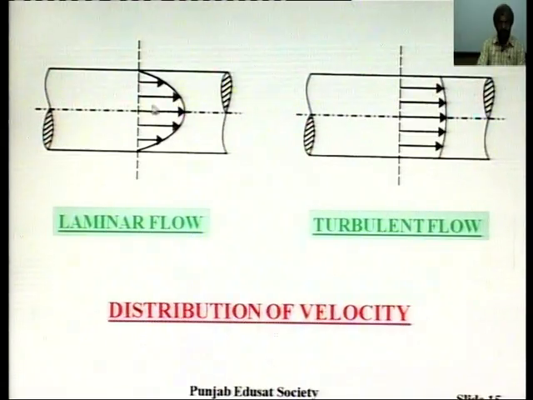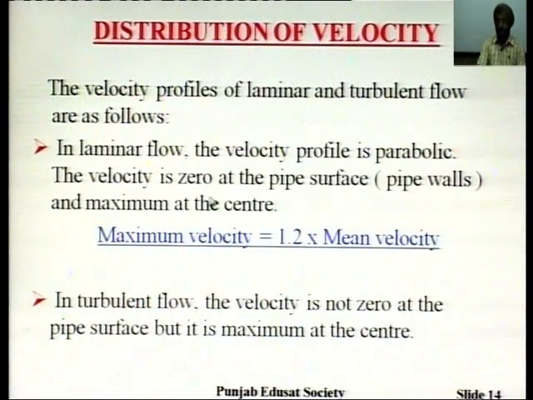So this is the center line of the pipe. It is maximum here and minimum here, we can say 0 here. This is in the case of laminar flow, whereas in turbulent flow we have a different profile. One more thing: in the case of laminar flow, the maximum velocity is equal to 1.2 times the mean velocity. There's a relation you have to keep in mind, that the maximum velocity in laminar flow is 1.2 times the mean velocity.